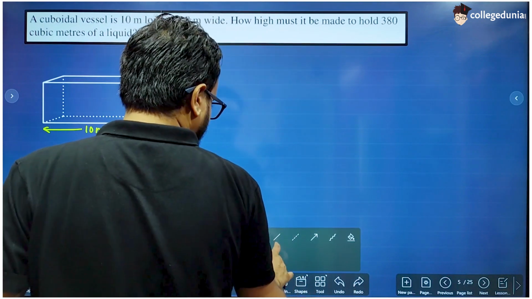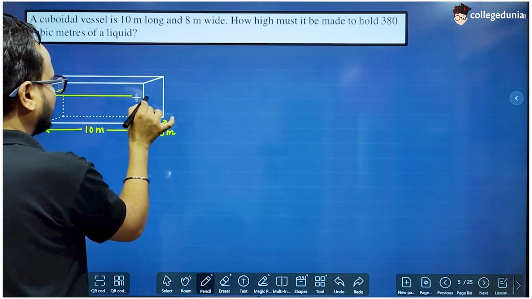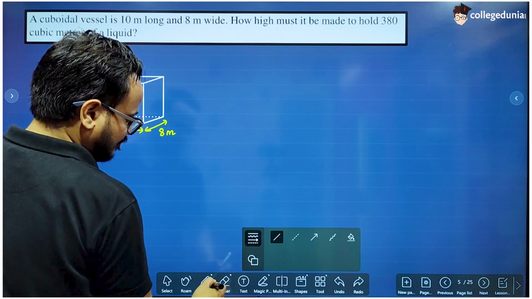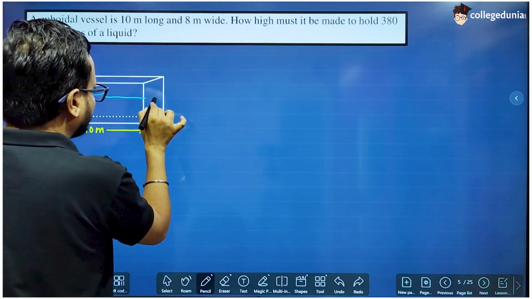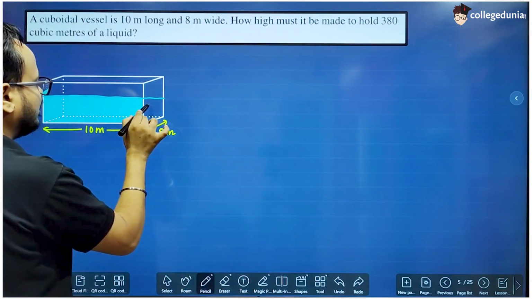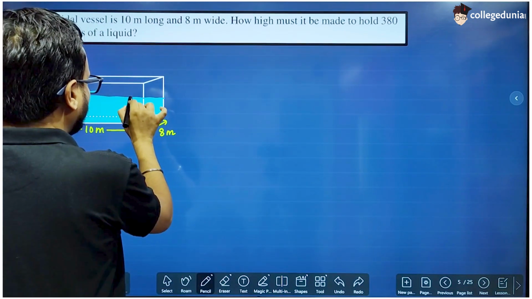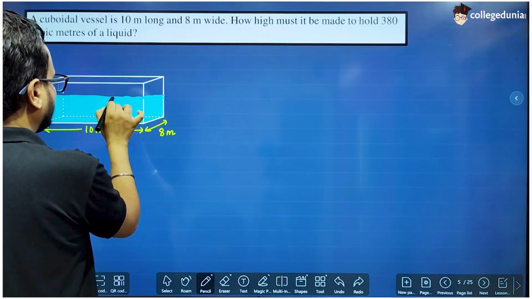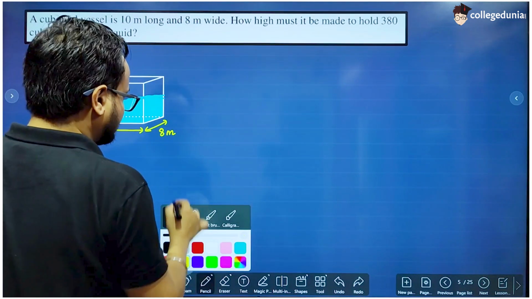Now let us say the level of the liquid is till here. This is the level of the liquid. So we have to find this height. We have to find this height, right? Up to where the liquid is filled in it, we have to find this much height. This height.